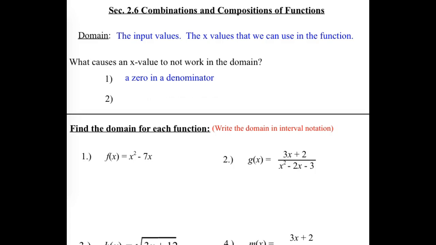Square roots. Yes. What can we not have in a square root? Negatives. We'd get imaginary answers then. We don't want that. So we look for two things. Do we have denominators? If so, we have to make sure they're not going to be 0. Second one, do we have any square roots or any kind of even root? It could be a 4th root, a 6th root, any kind of even root. We cannot have a negative value inside.